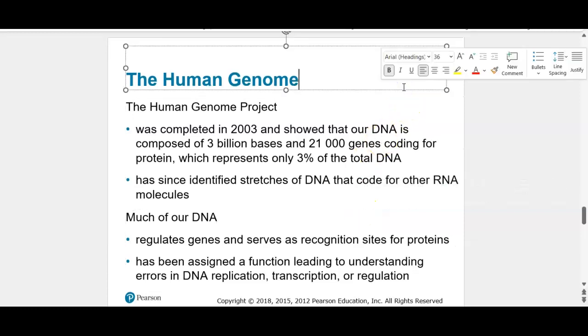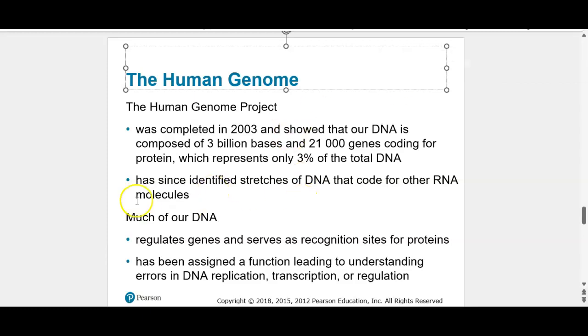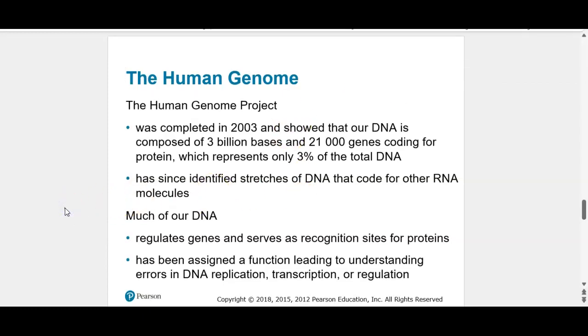So anyway, much of our DNA regulates genes. It serves as recognition sites for proteins. And there's one other thing I didn't mention in the DNA. Some genes have in their sequences these little introns, I guess they're called, which are segments that don't really code for anything and have to be removed from the messenger RNA, and then the rest of the RNA is put back together so that these things can actually make proteins.